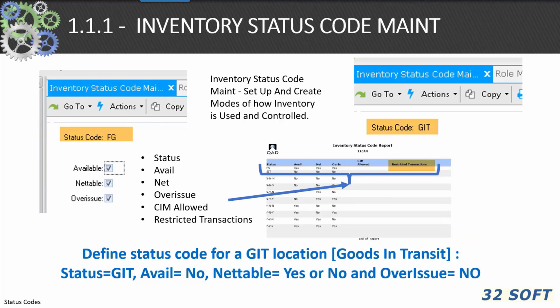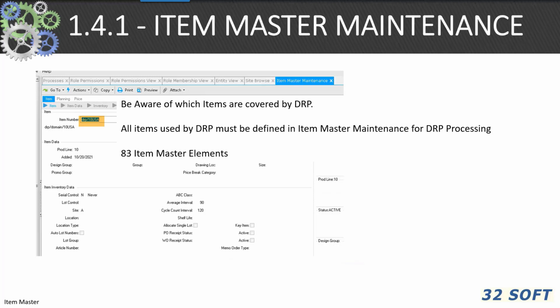The inventory status code maintenance sets up and creates modes of how you're going to use inventory. You can set up as many as you need with the appropriate available, nettable, or over issue functionality. Probably the most efficacious is the use of the restricted transactions in a particular lot or location. For DRP, it's always a good idea to create a GIT location, goods in transit, with the available equal no, nettable, yes or no depending, and over issue equal no.